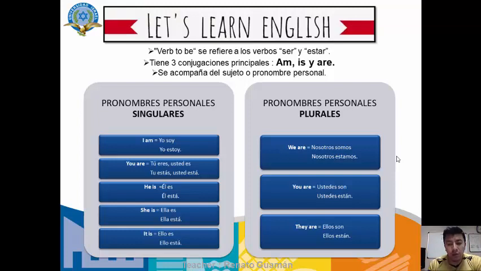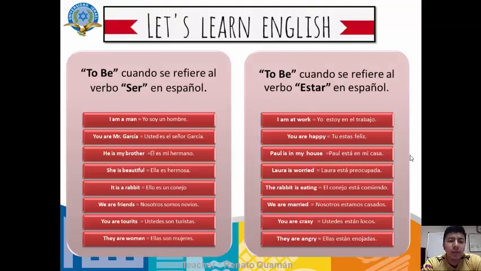We, you, and they. Okay, so these subjects need the verb to be. For example, I am, you are, he is, she is, it is. And in plural is we are, you are, they are. In Spanish that means yo soy o yo estoy. O nosotros somos o nosotros estamos. Okay? So, the verb to be, cuando se refiere al verbo ser en español, por ejemplo, tenemos algunos examples.